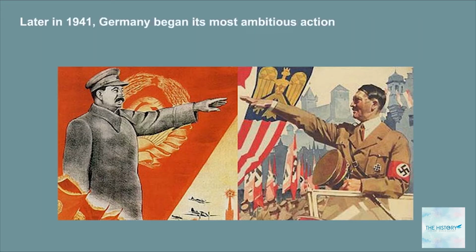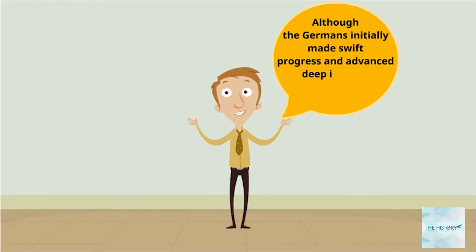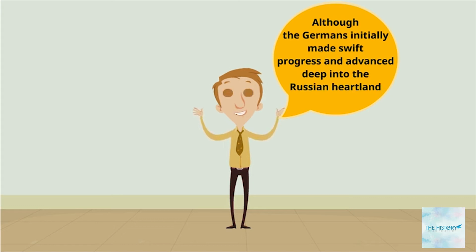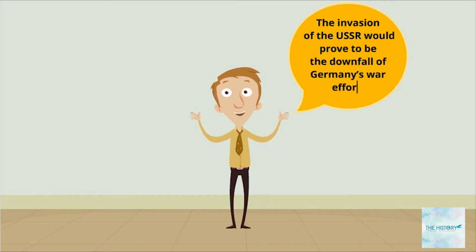Later in 1941, Germany began its most ambitious action yet, by invading the Soviet Union. Although the Germans initially made swift progress and advanced deep into the Russian heartland, the invasion of the USSR would prove to be the downfall of Germany's war effort.